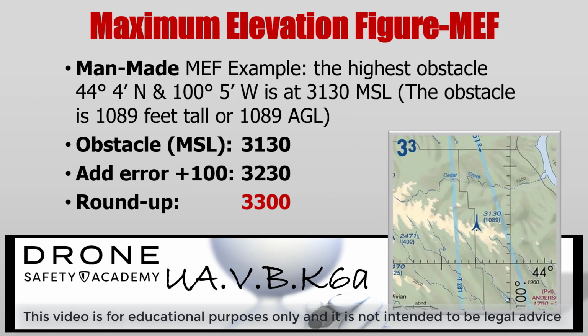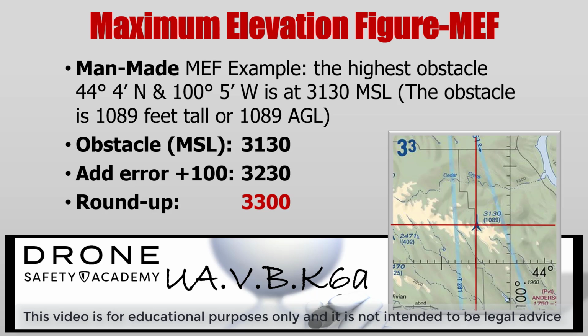Alright, so if the maximum elevation figure for a quadrant is man-made, we can figure out how it was derived. So let's take a look at the obstacle at 44 degrees 4 minutes north, 100 degrees 5 minutes west, and is 3,130 feet MSL. The obstacle itself is 1,089 feet tall, or 1,089 AGL, or above ground level.